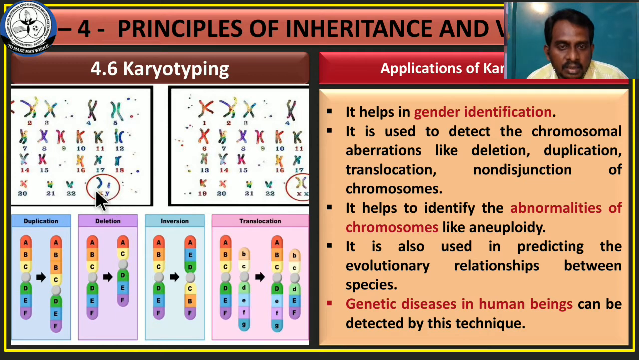And see here, one X chromosome, then one smaller chromosome is there. This smaller chromosome is called the Y chromosome. But that individual has what?